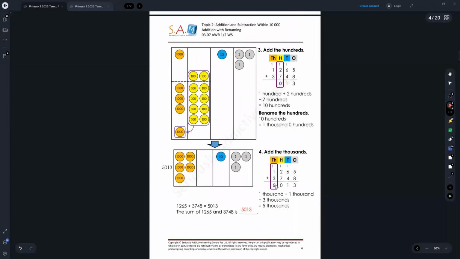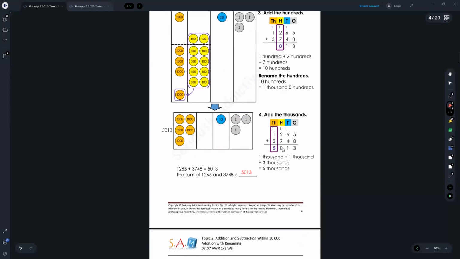Oh, sorry, I should use this page instead. You cannot put the 10 hundreds here. You need to regroup, which means you put a 0 hundreds here, and then the 10 hundreds you convert will give you 1,000. So 1,000 plus 1,000 plus 3,000 equals 5,000. So just take one question to explain.